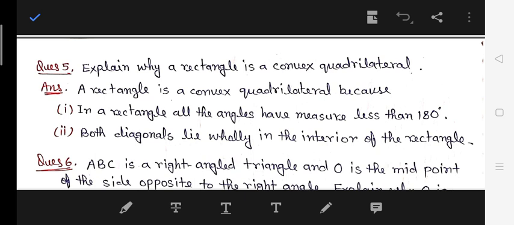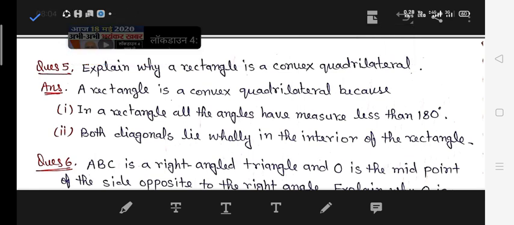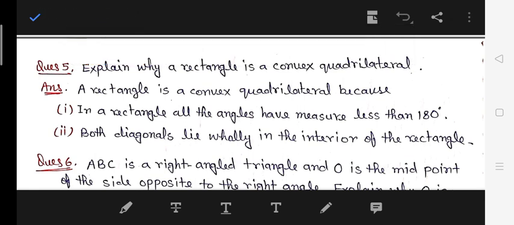So the first condition is that in the rectangle all the angles measure less than 180 degrees. According to the convex quadrilateral, each and every angle should be less than 180 degrees. A rectangle is also a quadrilateral in which each and every angle is less than 180 degrees. If you draw both the diagonals, then both the diagonals lie wholly in the interior of the rectangle. So it follows the condition of the convex quadrilateral. That's why a rectangle is a convex quadrilateral.